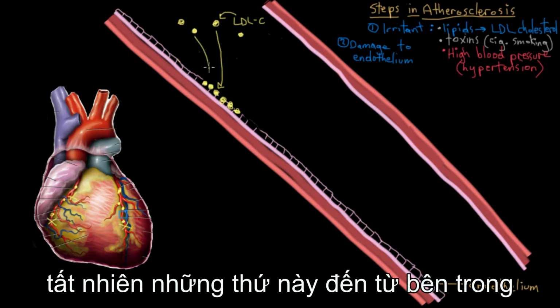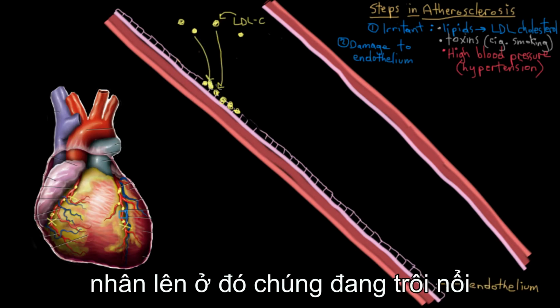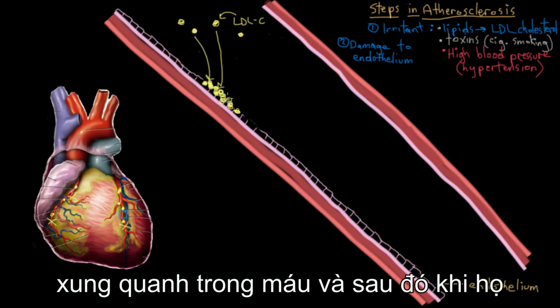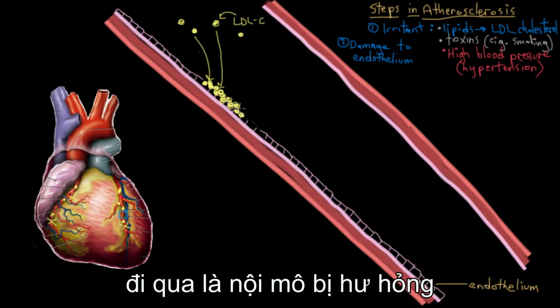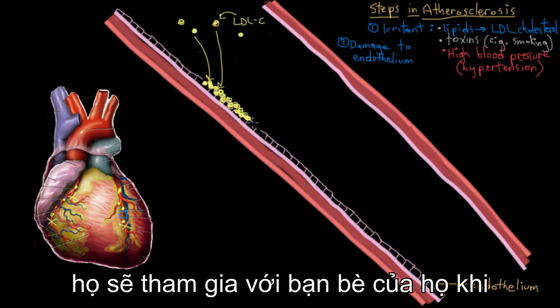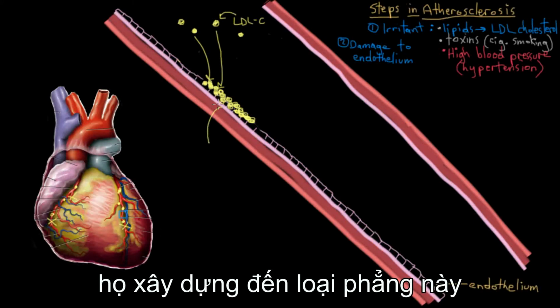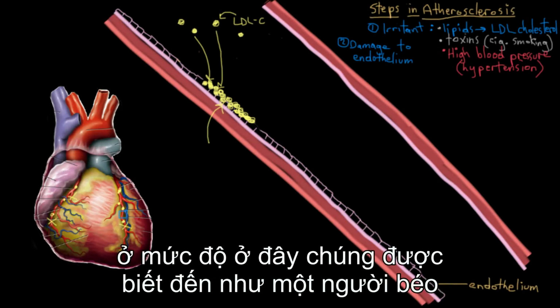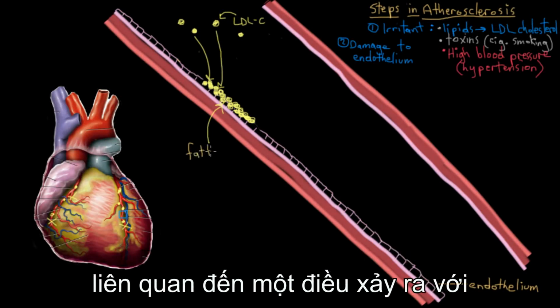And of course, these are coming from inside the blood, right? They're not just sort of multiplying. They're floating around in the blood, and then when they come across this damaged endothelium, they're going to join their friends. And when they build up to this sort of flattened extent here, they're known as a fatty streak.